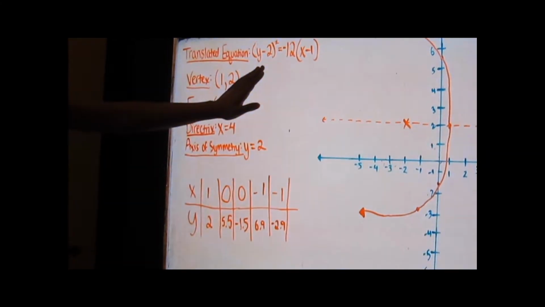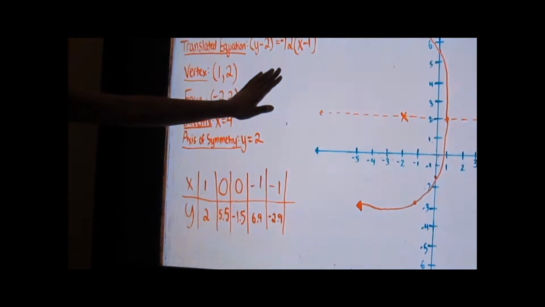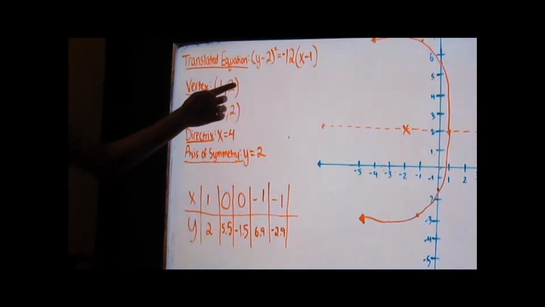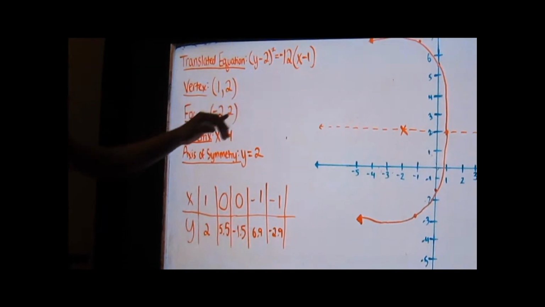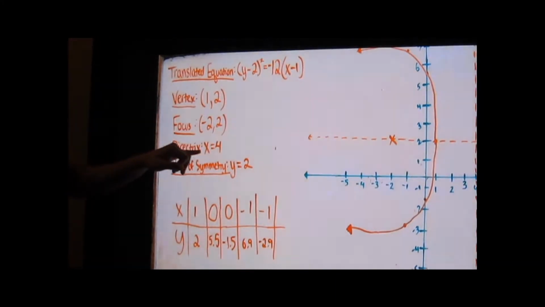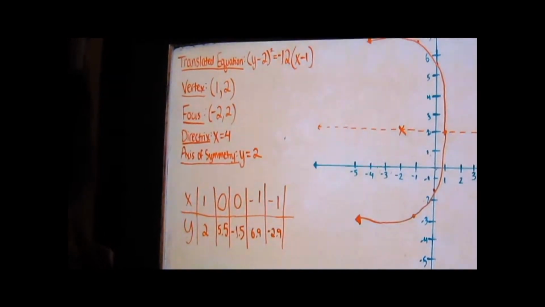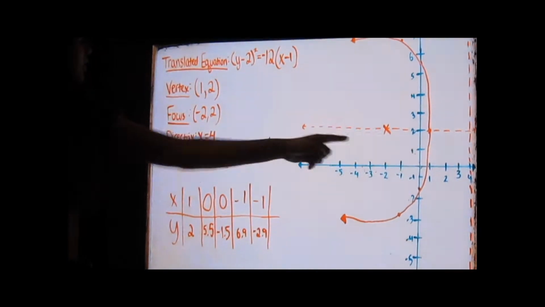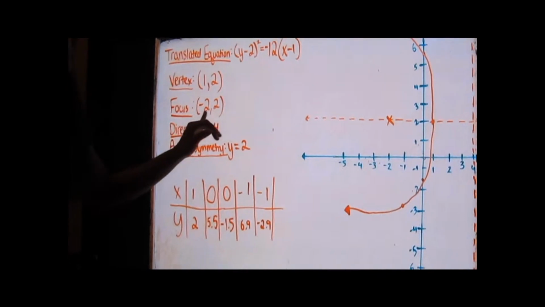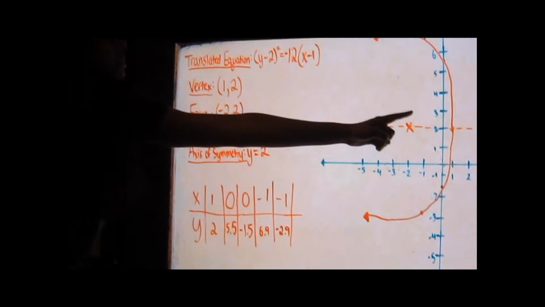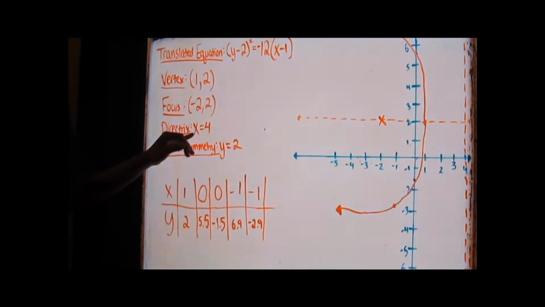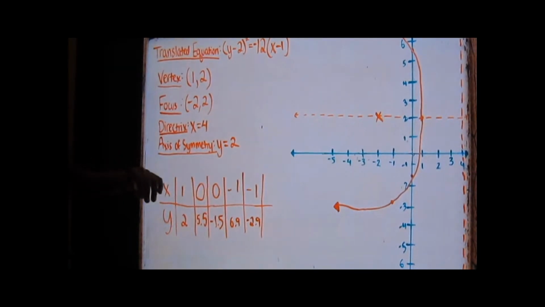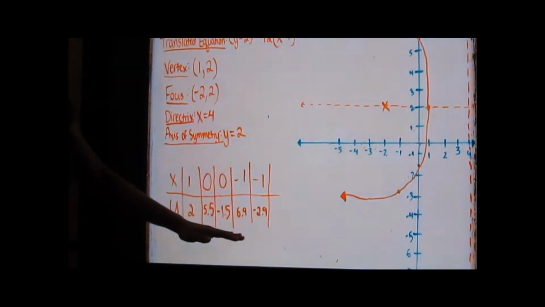If our equation is (y minus 2) squared is equal to negative 12 times (x minus 1), then our vertex is (1, 2) because of our h and k values. And we know that our distance is 3, so from our vertex, we count 3 spaces to the left to find our focus, and we get the coordinate (-2, 2). And then we count 3 spaces to the right to find our directrix, which is x is equal to 4. And our axis of symmetry would be y is equal to 2. And to finish the graph, we plug in some points.